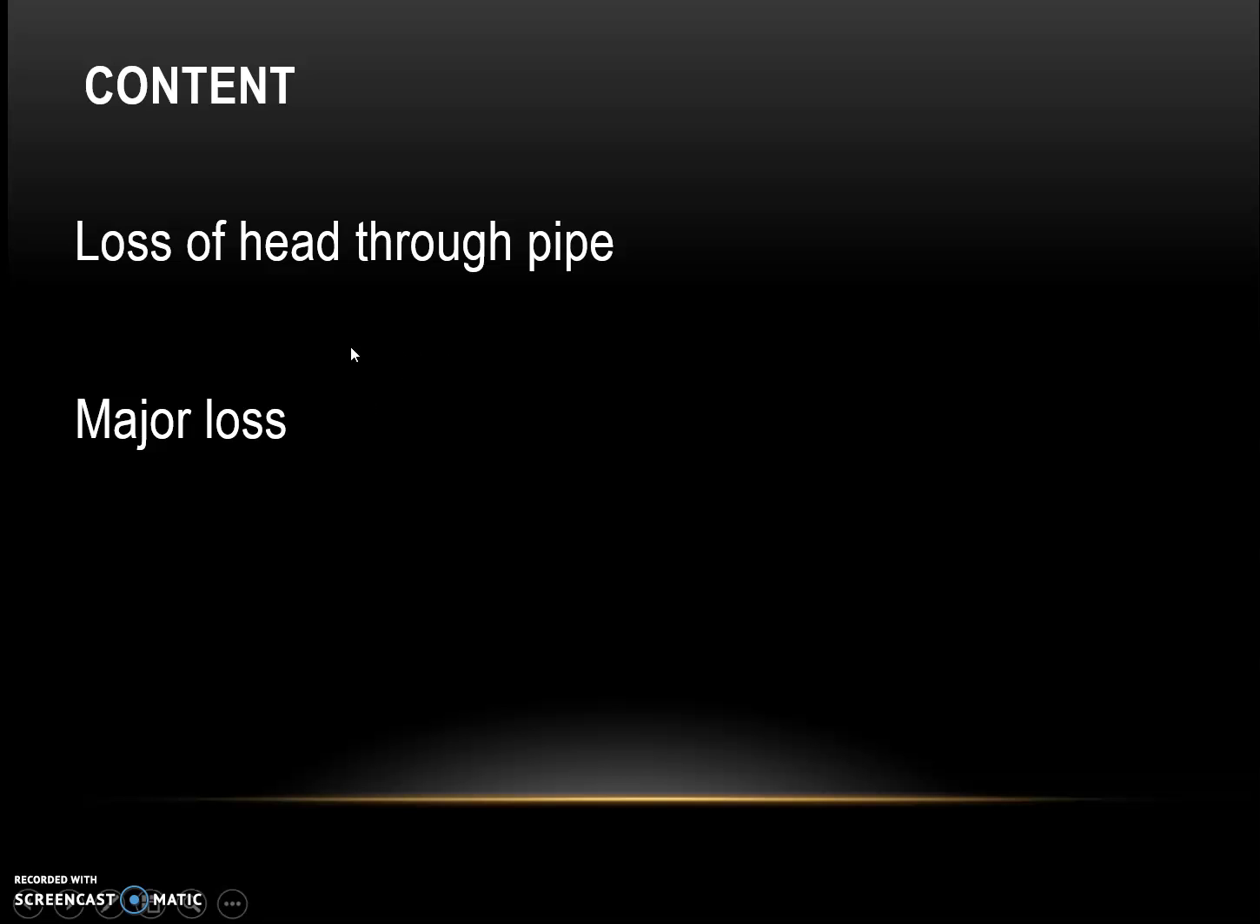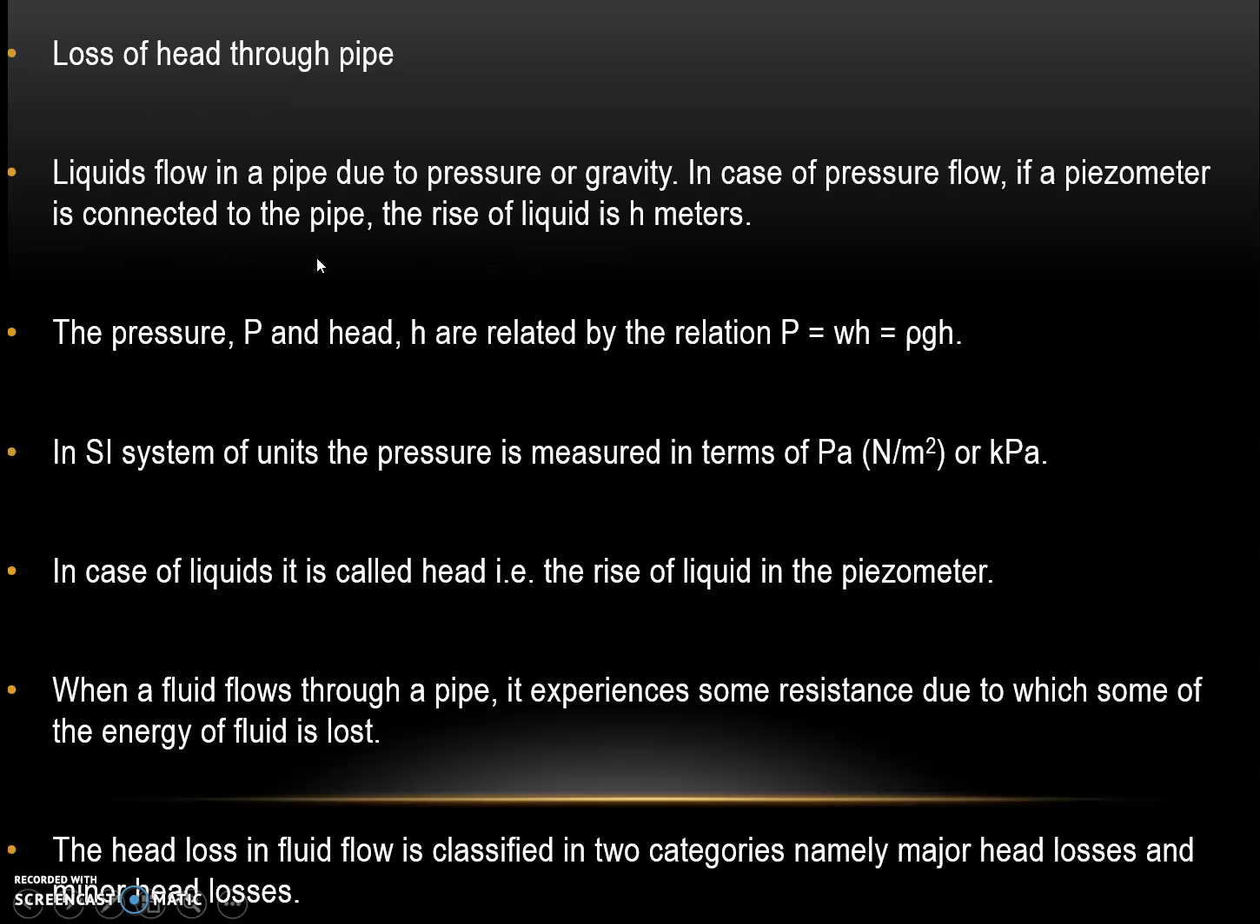In this presentation, we will go through loss of head through pipe and major loss. Liquids flow in a pipe due to pressure or gravity. In case of pressure flow, if a piezometer is connected to the pipe, the rise of liquid is H meter. The pressure P and head H are related by the equation P equal to W into H, where W is rho into G. So, P is equal to rho G H.